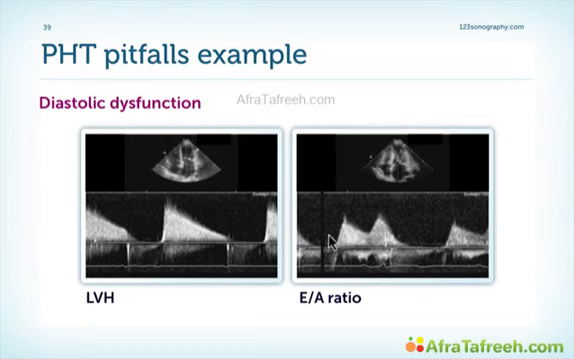Here on the right-hand side, everything is quite clear. We have a relaxation pattern. So this patient does have diastolic dysfunction. In addition, we see that the patient also has left ventricular hypertrophy.